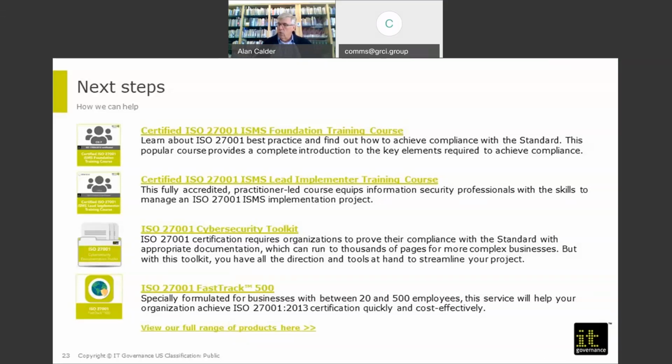So for organizations who want to have a much bigger handle on implementing it themselves, there is training on how to do that. There are documentation toolkits, and there are fast track programs where essentially the IT governance consultancy team, for organizations up to 500 in number, will basically do most of the work. We'll help you achieve it quickly and cost effectively. It takes an awful lot of pain out of the exercise for you. It's typically a fixed price, fixed scope effort. So that's how you can tackle ISO 27001.